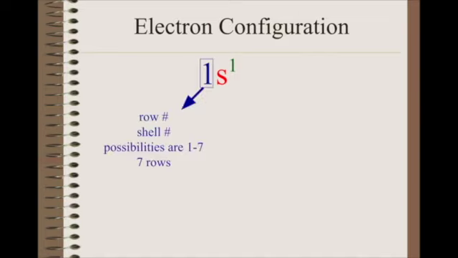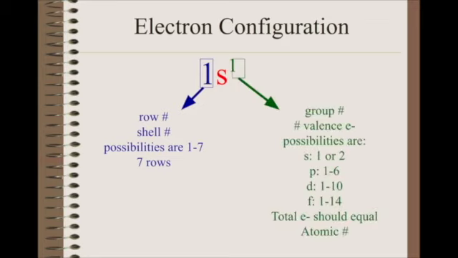So that first number, 1, relates to the row number, but it's telling you the shell, or which level outside of the nucleus it is. It could be either 1 through 7. It will never be 8 or higher. It's always just 1 through 7. Okay, the exponent, that's the group number, and that's the number of valence electrons, which we will talk about what those numbers can be, but basically it's the total number of electrons in that specific shell or orbital.